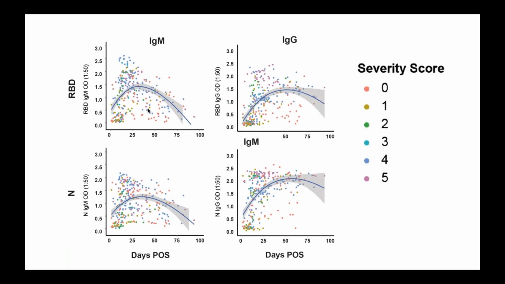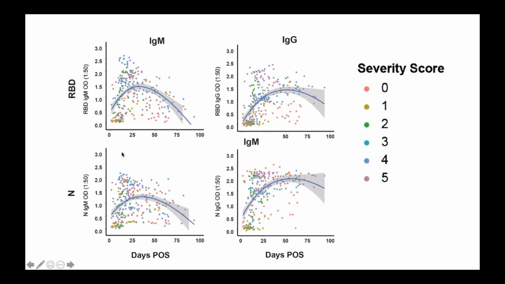This is actually illustrating the individual differences or variation within those responses. So those curves look nice and clean, but when you look at the individual data, it's much more scattered. So this is looking specifically at the receptor binding domain antibodies, and then it breaks it out by IgM and then IgG, and that's on the top row. And again, the x-axis is days after symptom onset. And then the color coding for the various dots is indicated here on the right. So severity score from very low or asymptomatic all the way to very severe cases.